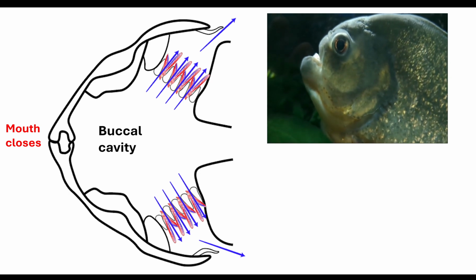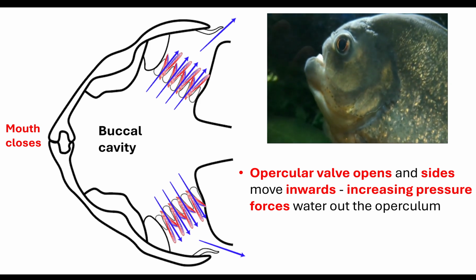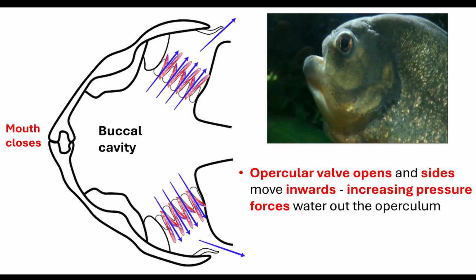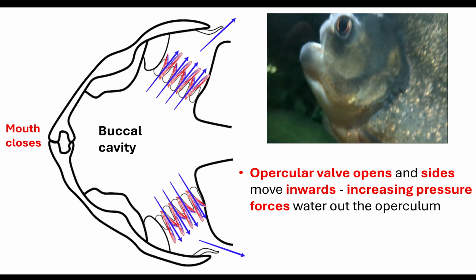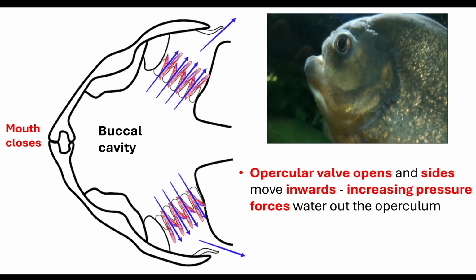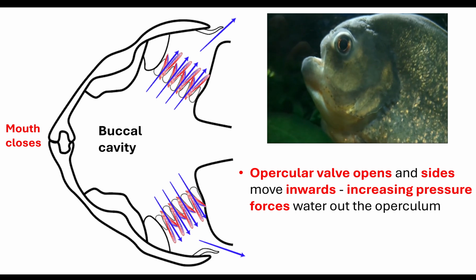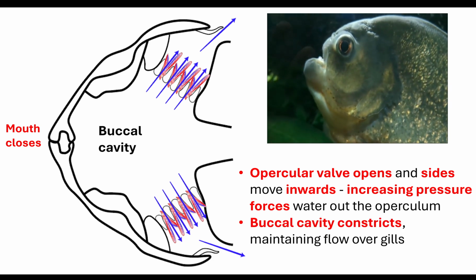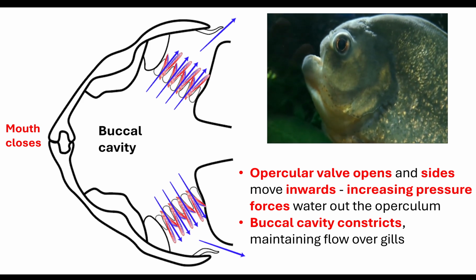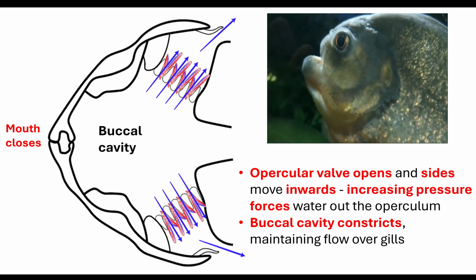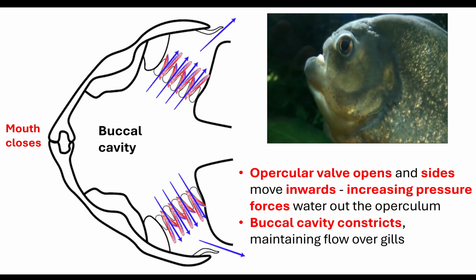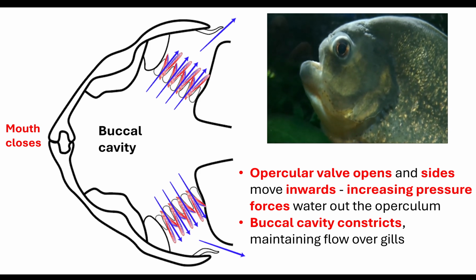Once the mouth is then closed, what will then happen is the opercular valve will open. And after the opercular valve has opened, the sides of the operculum are going to move inwards, and that again is going to increase the pressure, which forces water out of the operculum. The buccal cavity is going to constrict, moving upwards more, and that will maintain that flow of water over the gills. So the water is moving into the buccal cavity, across the gills and out of the operculum.